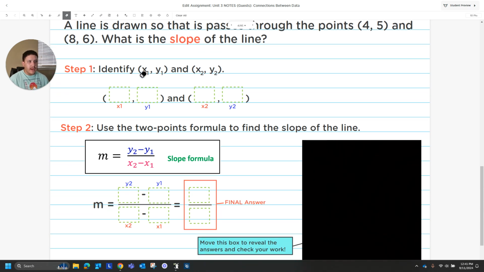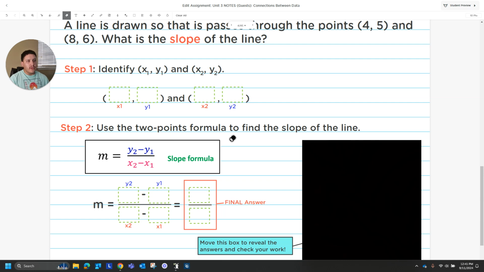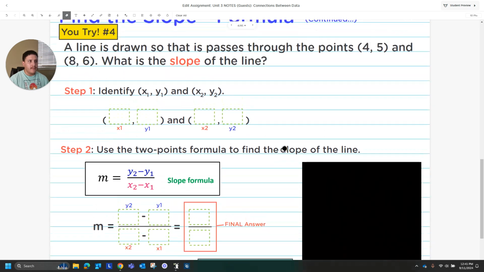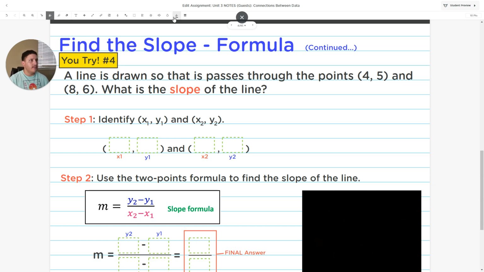First step is to identify which one is x1 and y1, and then which one is x2, y2. Again, typically it doesn't matter, but usually the first point in the problem is your x1 and y1, and then your second one is x2, y2. Then use the two points in the formula to find the slope of the line. Fill them into this formula, get your answer, and then check the box behind it to see if you did everything correctly. Pause the video now and try this on your own. Otherwise, I'm going to continue on and show y'all how to do this.